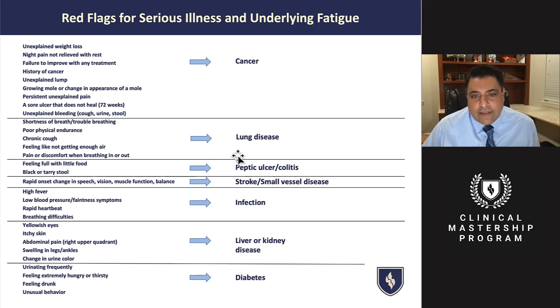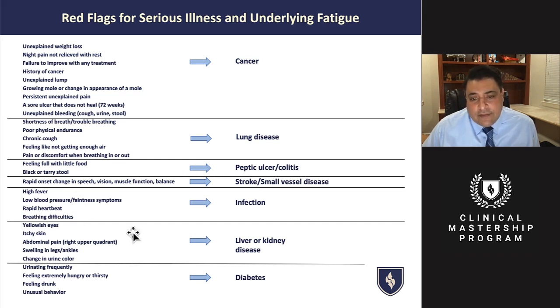And then, for lung disease: shortness of breath, poor physical endurance, chronic cough. These could be pulmonary cancers or just severe pulmonary diseases. Feeling full with little food, black or tarry stool. These could be signs of severe peptic ulcers or even carcinomas. Rapid onset change in speech, vision, muscle function, balance. Make sure they haven't had a recent stroke that's causing those responses. Any symptoms associated with infection, like high fever, low blood pressure, faintness, rapid heartbeat, breathing difficulties, have to be looked at. Liver, kidney diseases.